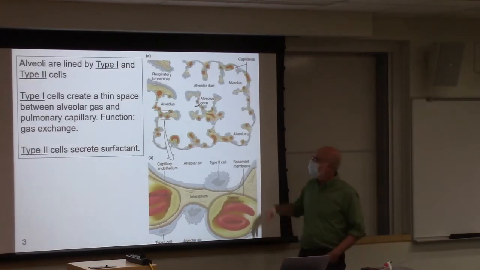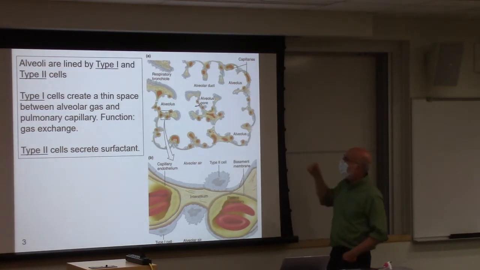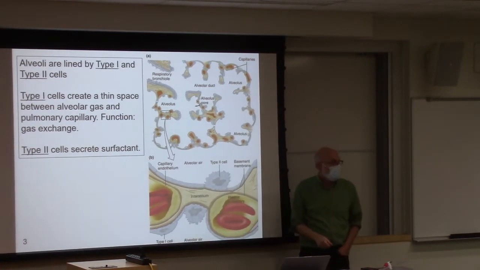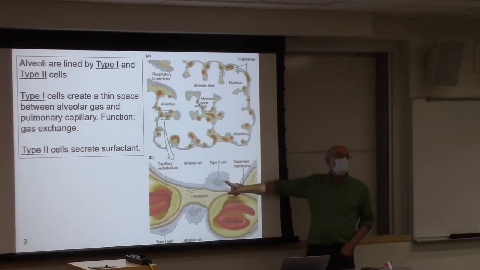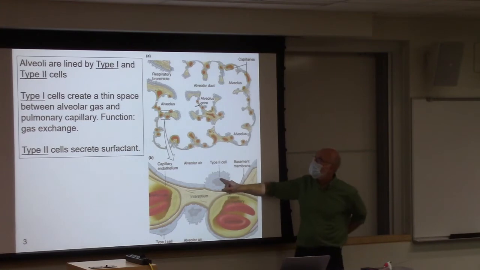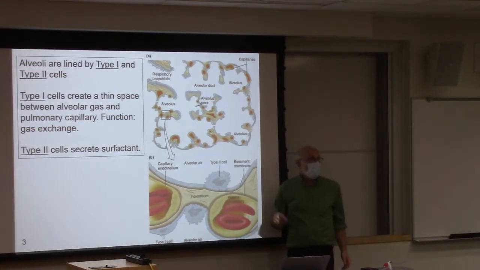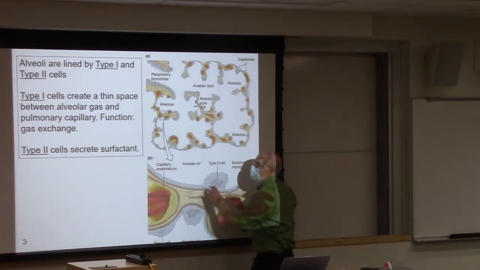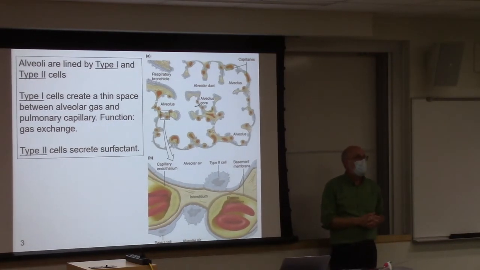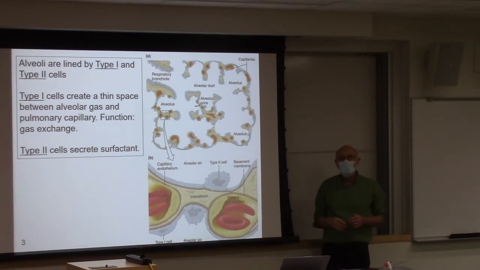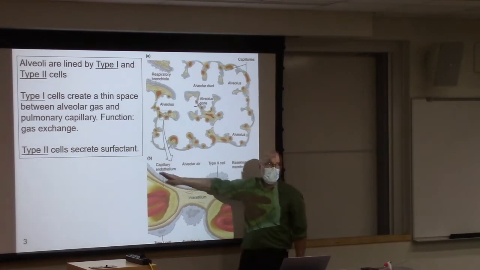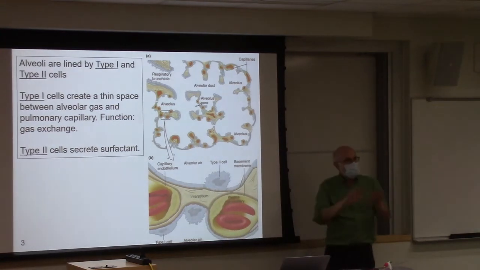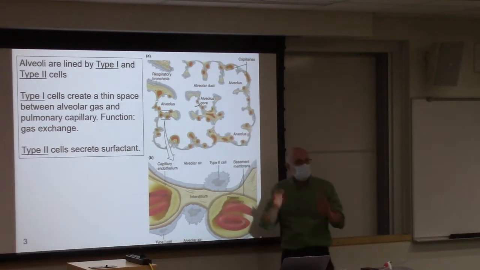You remember this slide? The type 1 cells are the cells that are specialized for this extremely thin layer for gas exchange. The type 2 alveolar cells are specialized for the secretion of surfactant. So these are the cells that secrete surfactant, and they secrete it into the lumen of the airway, and it lines it. It's a thin film of molecular substance that we'll see in a minute that lines the inside of the airway. So these cells produce surfactant that lines the surface of the type 1 cells.